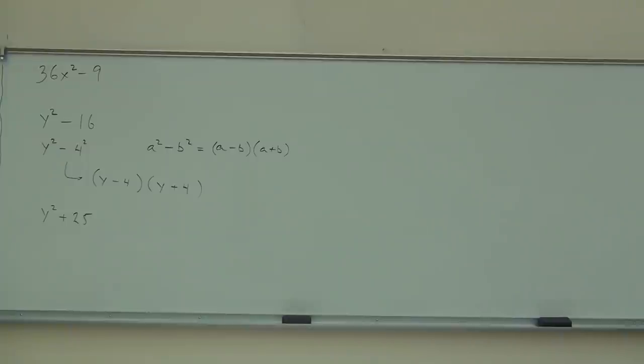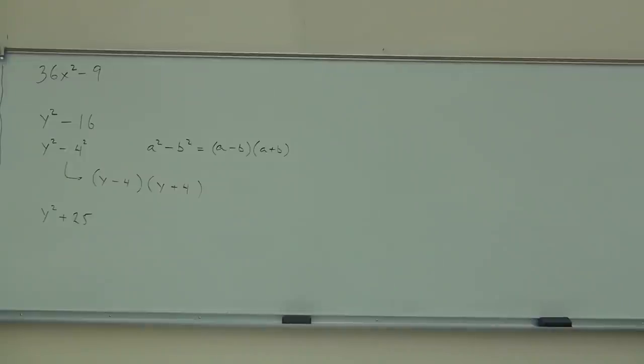Yeah, you can write the 25 as a 5 squared, can't you? Yes. You'd have y squared plus 5 squared. But is it a difference of squares? No. Do we have anything that says sum of squares? This is not factorable. We have sum of cubes, but this isn't a cube. We have nothing to factor this.